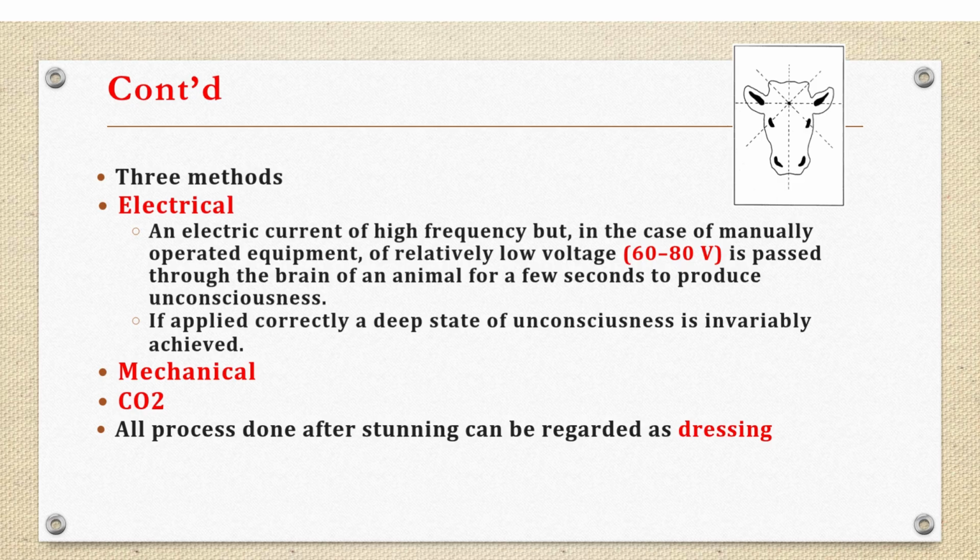There are 3 main methods of stunning. The first is electrical stunning. Here, an electric current of high frequency, but, in the case of manually operated equipment, of relatively low voltage, around 60 to 80 volts, is passed through the brain of an animal for a few seconds to produce unconsciousness. If applied correctly, a deep state of unconsciousness is invariably achieved. The second method is mechanical stunning. And the third is using CO2, or carbon dioxide gas. It's important to know that all processes done after stunning can be regarded as part of the dressing process.